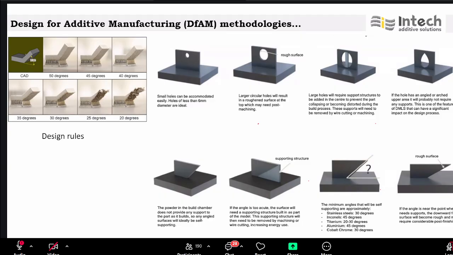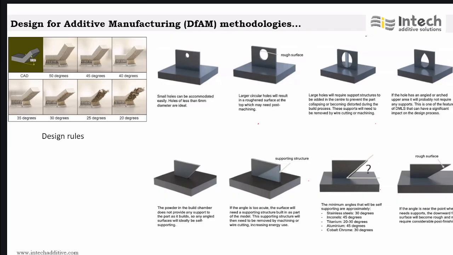This is universal across all 3D printing technologies. Whenever a surface is going to have less than 45 degrees, it requires a support structure. If it is printed without support structure, it's going to fail. And likewise, we have some rules for holes.